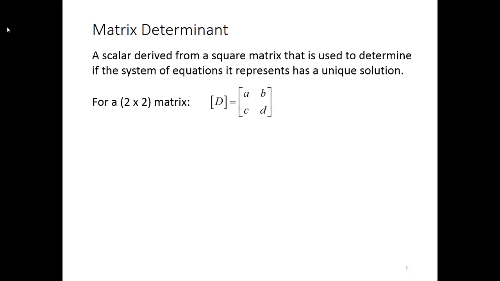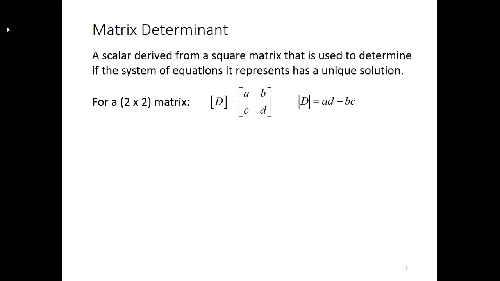For a 2 by 2 matrix, it's pretty straightforward. Let's imagine we have this ABCD matrix. The determinant involves calculating first the diagonal terms AD, and then subtracting out the cross-diagonal terms BC. That's the determinant of a 2 by 2 matrix.